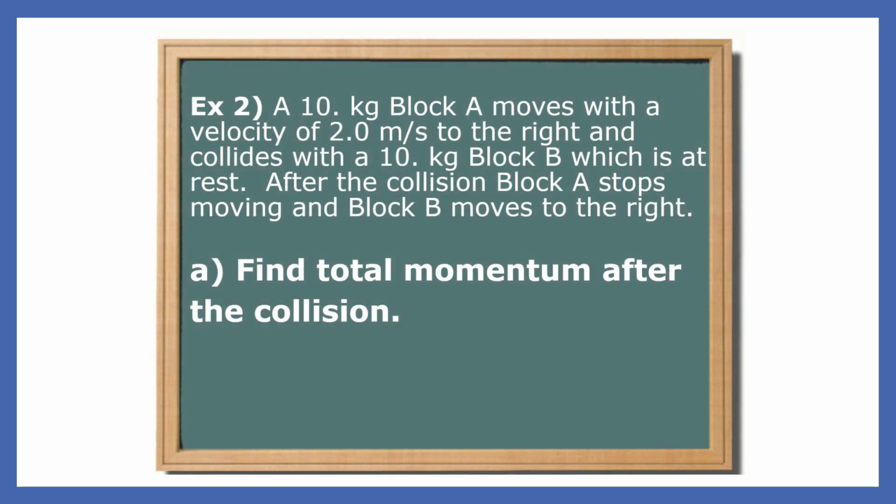Let's try another one. Example 2. A 10 kilogram block A moves with a velocity of 2 meters per second to the right, okay, that's positive, and collides with a 10 kilogram block B, which is at rest. So that means it has no momentum. After the collision, block A stops moving and block B moves to the right. Find the total momentum after.